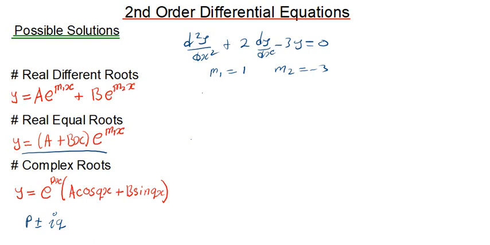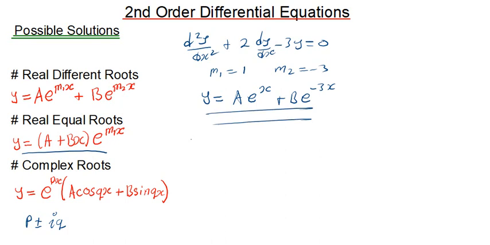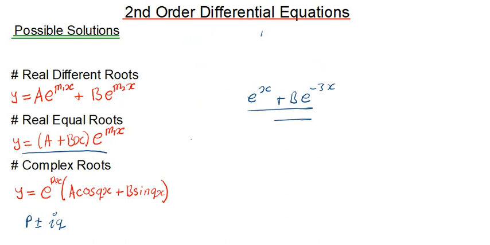So meaning you can use this equation y is equal to a e. Our m1 we have found is 1, so we can just say x there, plus b e, our m2 is minus 3x, like that. And that's simply the solution that we have for that particular differential equation. Very, very straightforward. Just make sure you find the correct values of m1 and m2.